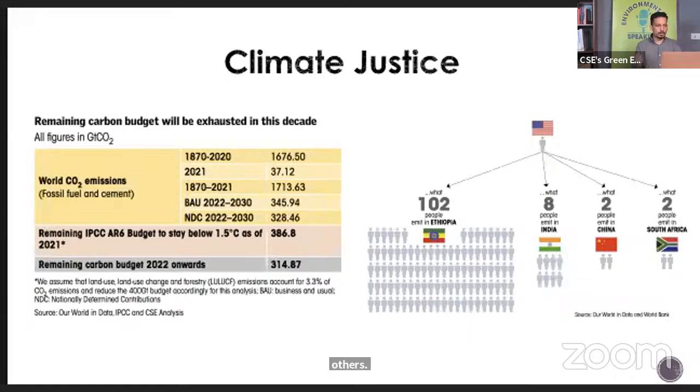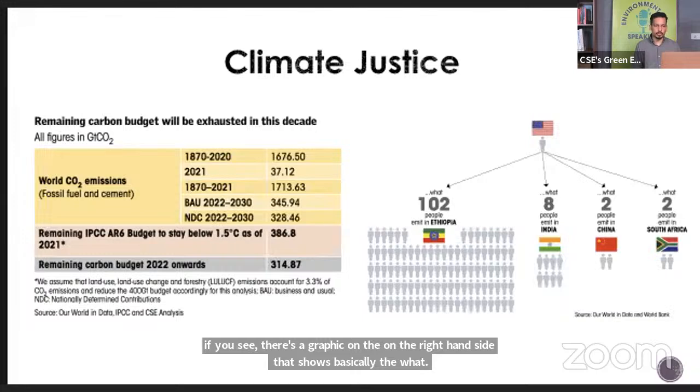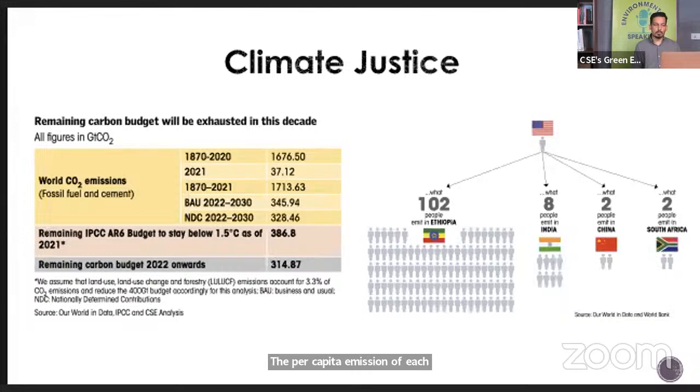And if you see, there's a graphic on the right hand side that shows basically what the per capita emission of each country relates to the other. For India, it's about 8, as much as it's about 102 for Ethiopia. So that's a lot of difference between the two countries.